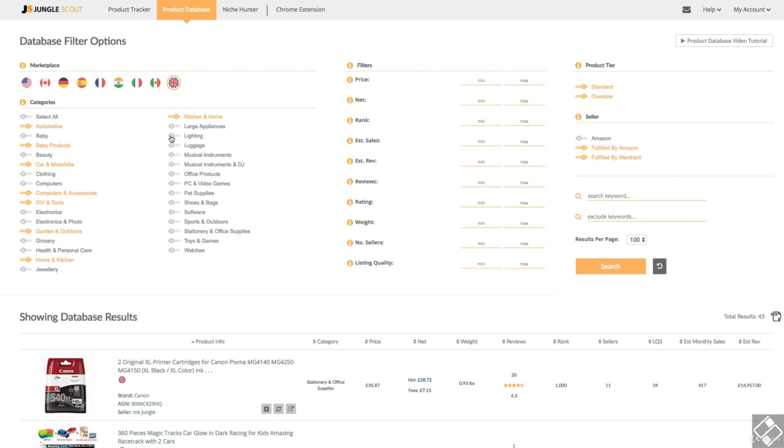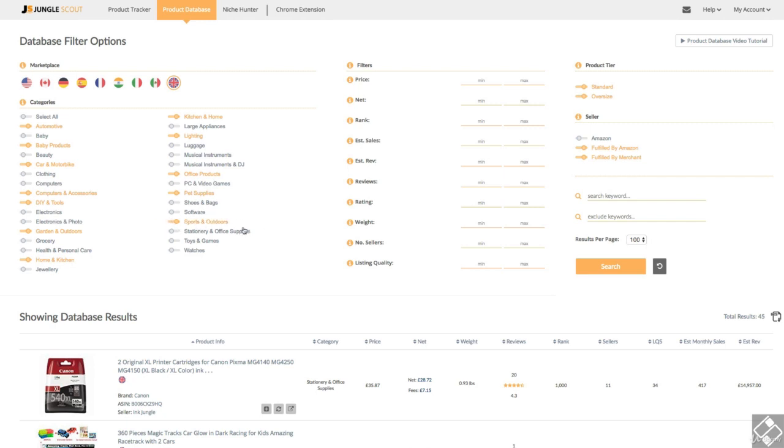Lighting, we will go with lighting because you can get some sort of lighting stuff that is pretty good and pretty decent. There's a lot of LED lighting and things like that. That's kind of cool. Luggage, I tend to stay away from. Musical instruments, no. Musical instruments and DJ, no. Office products, yep, we like office products. PC and video games, no. Pet supplies, yes, we'll have that. Shoes and bags, no, it's too competitive. Software, that's not us. Sports and outdoors, definitely.